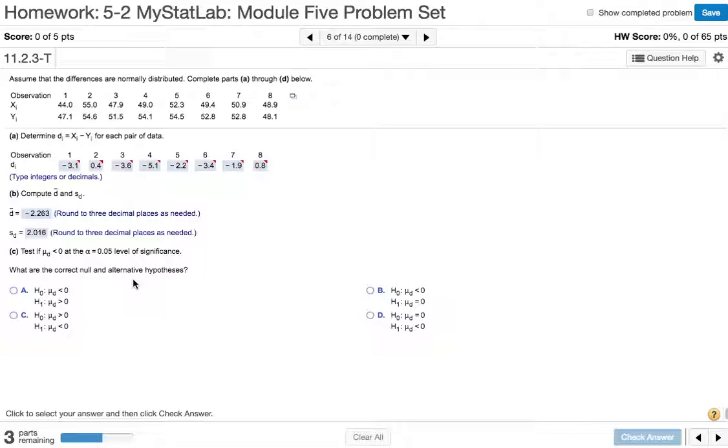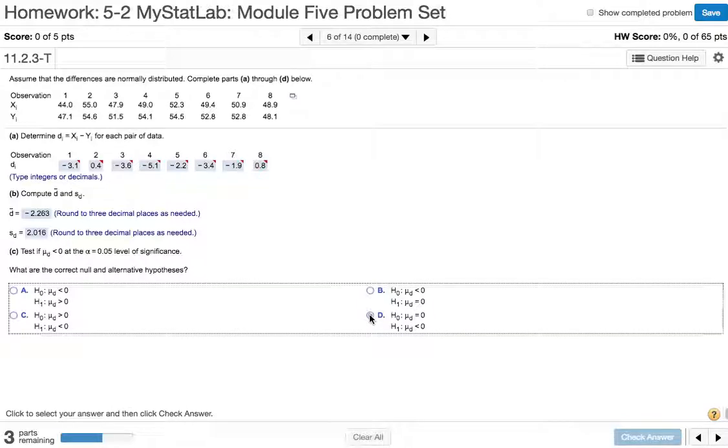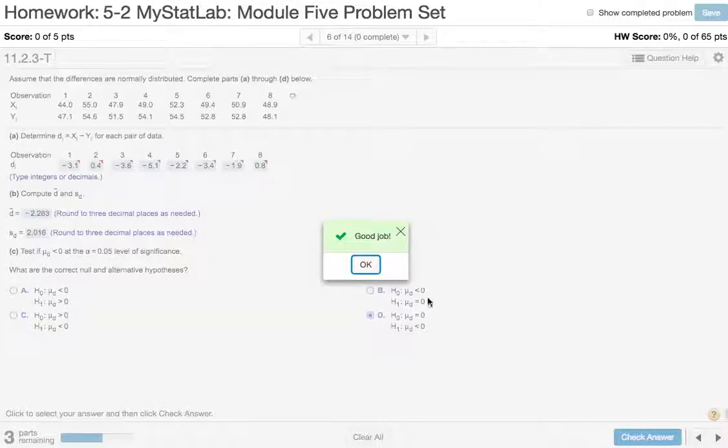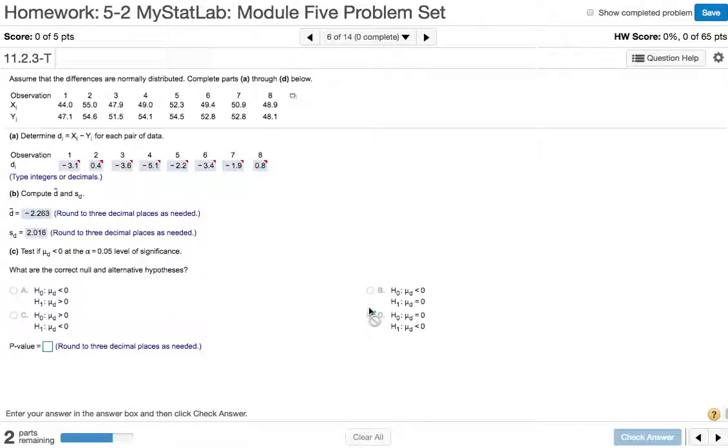So what are the correct null and alternative hypotheses? So here, the null has to be that the differences are equal or that they equal 0. So the only null, so it's always h naught or this h sub 0, that we see like that would be this one. So I'm going to go with that one. And then we'll notice that the differences are negative, so that makes sense that the average would be going to the left. So let's check that out. Okay, we're looking good so far.